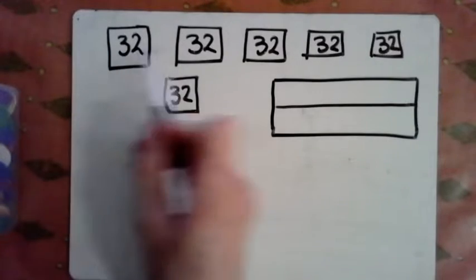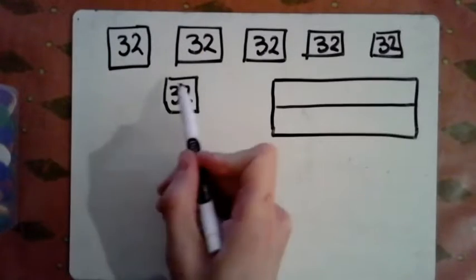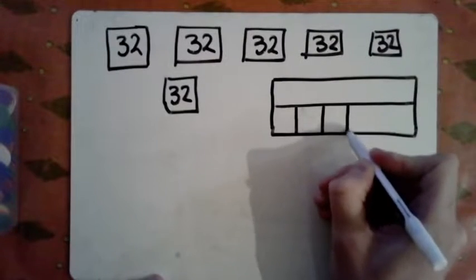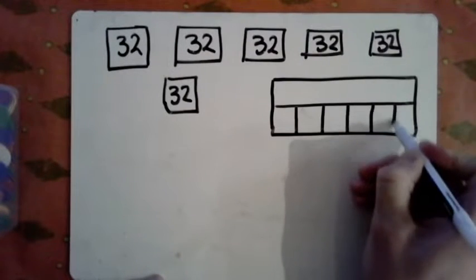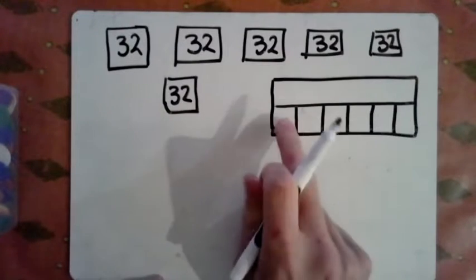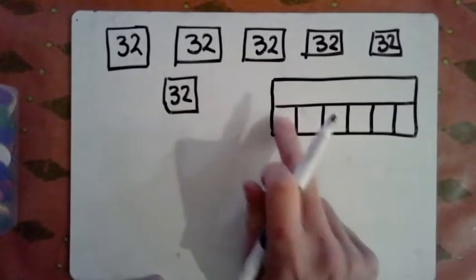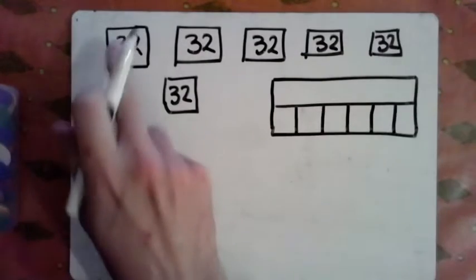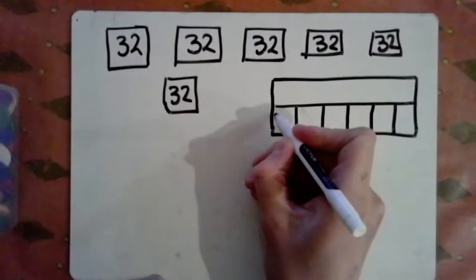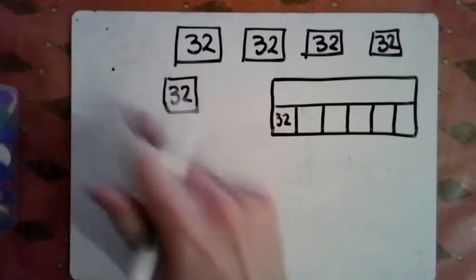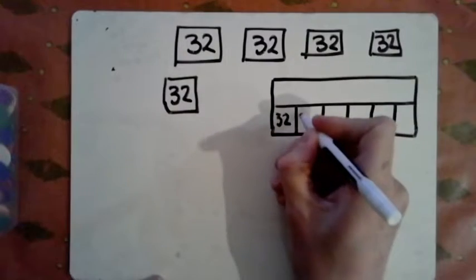So I've got 1, 2, 3, 4, 5, 6. So I'm going to split my bottom bar into 6. 1, 2, 3, 4, 5, 6. There are my 6 bags in that bottom bar there. That's my 6 bags. Okay, and they've each got 32 in. So I'm going to put my 32 there.